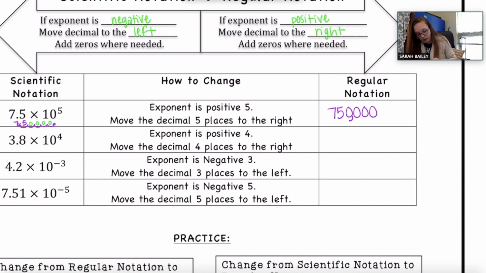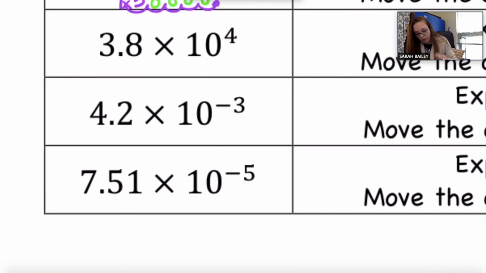Let's do another one. So I've got 3.8 times 10 to the 4th. So I'm going to write down the 3.8. And then it says times 10 to the 4th. So my exponent is positive. So I'll move to the right. And it's a positive 4. So move to the right 4 times.